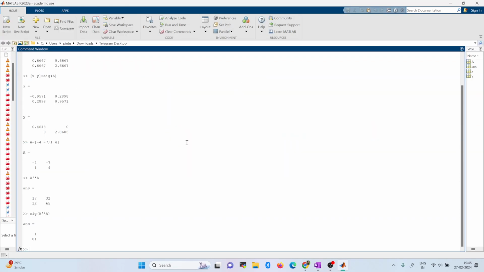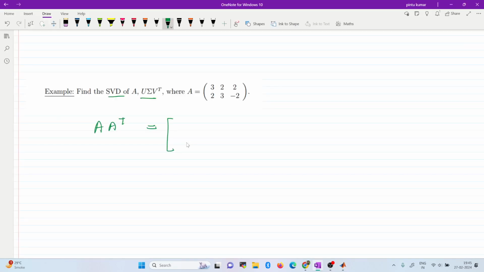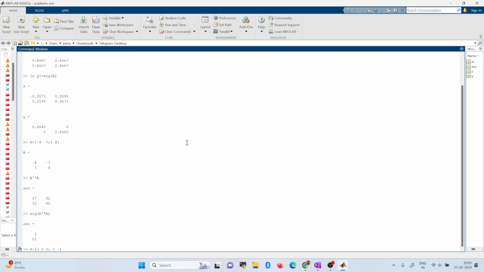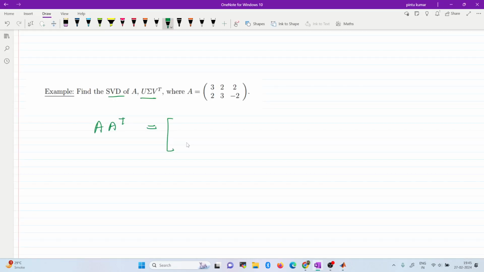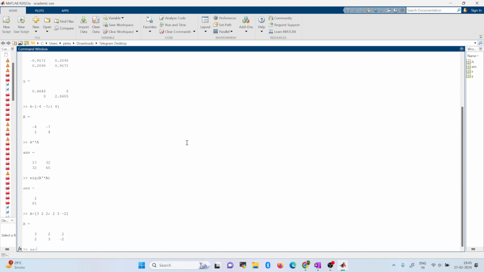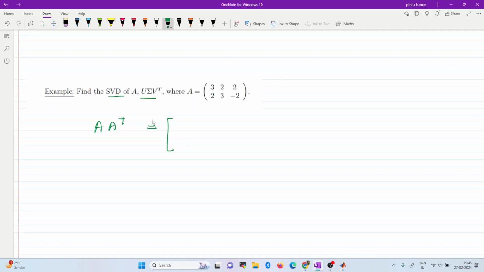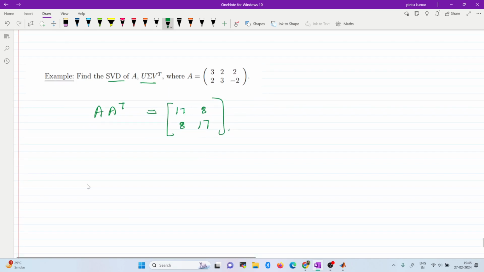A is 3, 2, 2, 2, -3, -2, and A transpose is its transpose. The value that we obtain is 17, 8, 8, 17. I have skipped the calculation for the sake of time. So we want to find the eigenvalues and eigenvectors for this particular matrix.